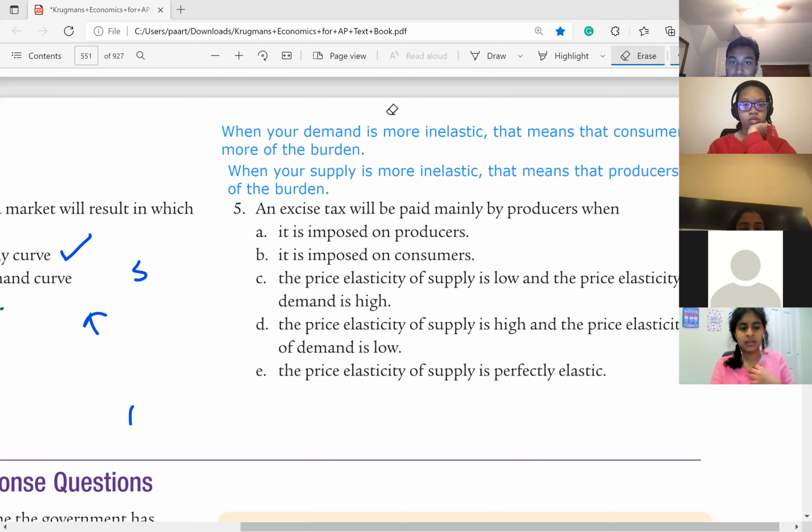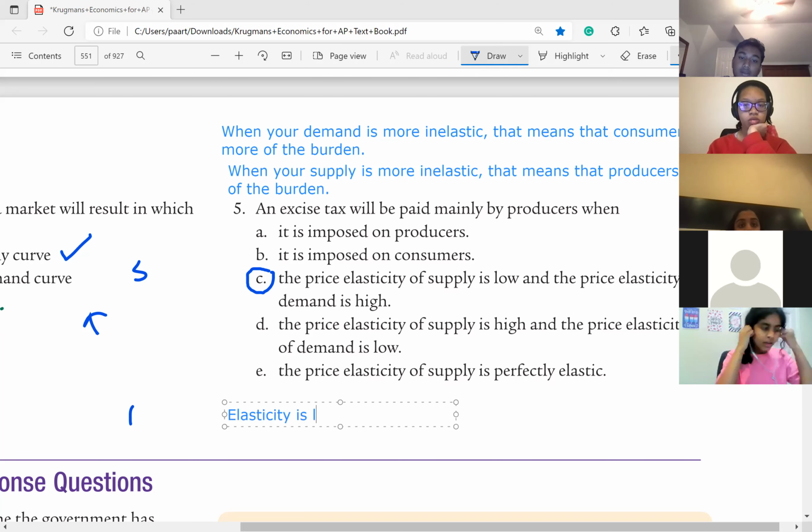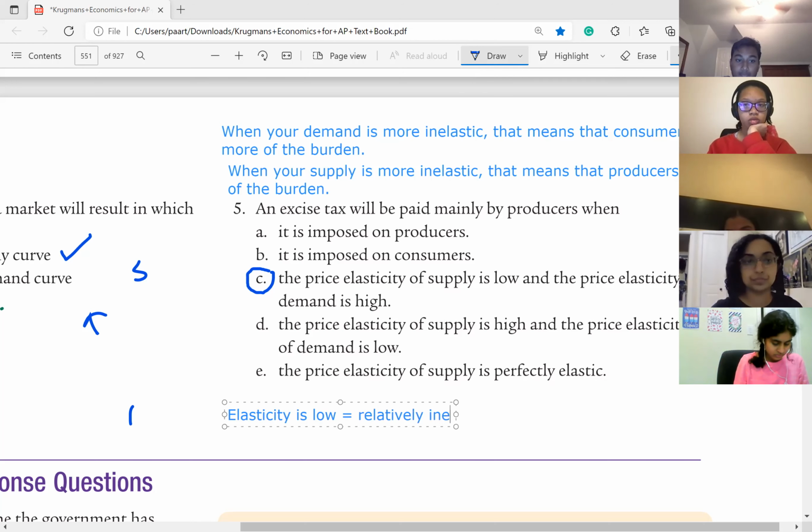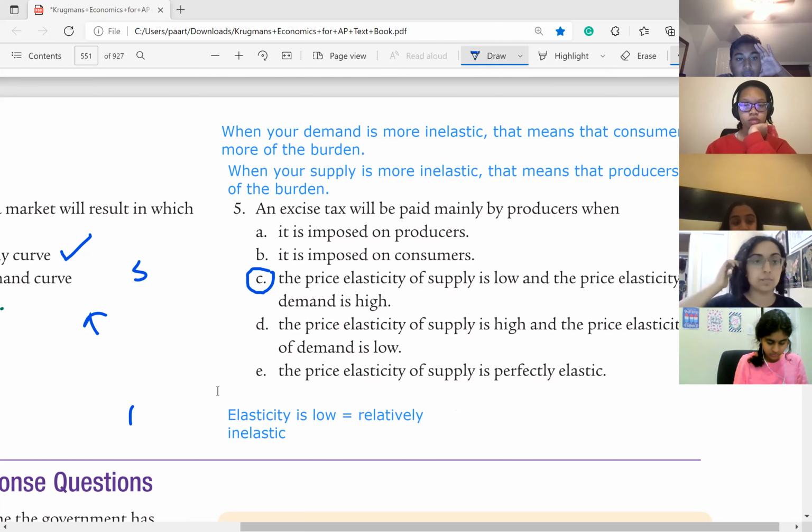Okay, the wording is kind of annoying here. So when your elasticity is low, that means it's inelastic, right? Because it's between 0 and 1. Does that make sense? Yeah. Okay. Let me add that. So this means when elasticity is low, that means inelastic, relatively inelastic. Does that make sense? Okay. Yeah. So that's it for the multiple choice.